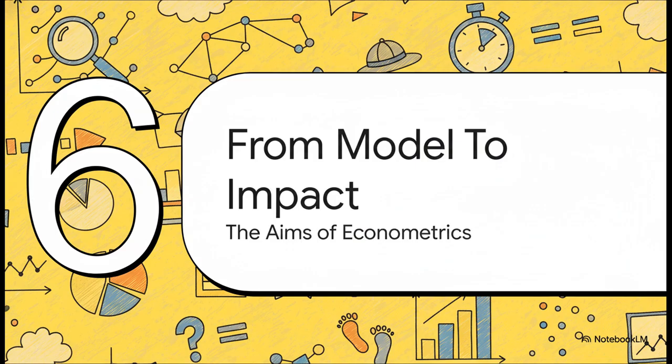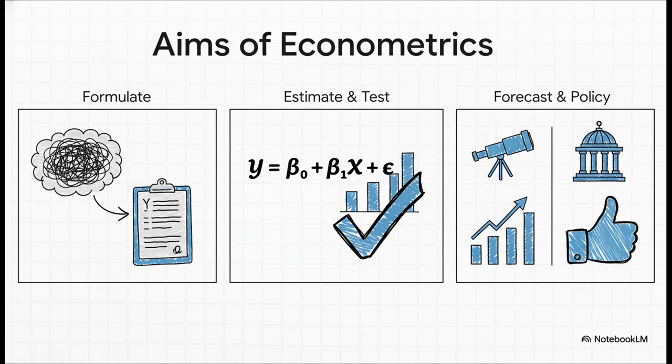So after all this work, defining the problem, gathering the clues, building the case, what's the payoff? What can we actually do with all this hard-won knowledge? And this is why it all matters so much. The goals of econometrics really boil down to three main things. First, you want to turn a vague idea into a specific, testable model. Second, you estimate and test that model against reality to see if it even holds up. And third, and this is the big one, you use that validated model to do amazing things: forecast what might happen in the future, or help policymakers make better, data-driven decisions that affect all of us.